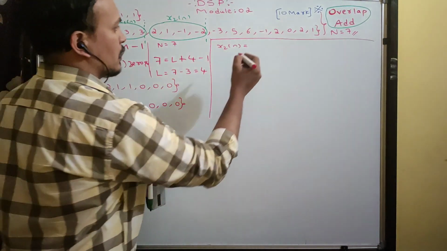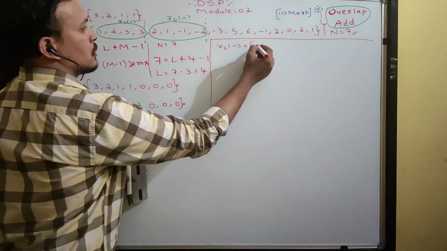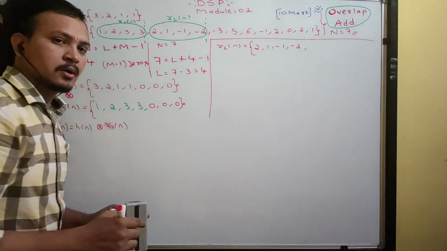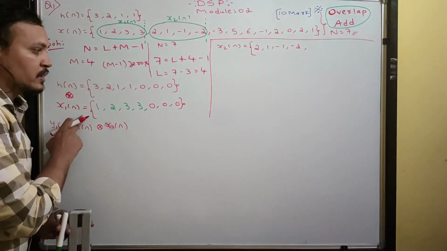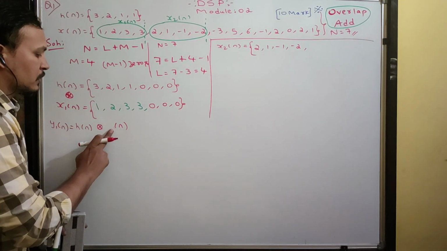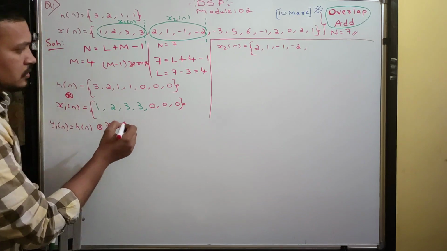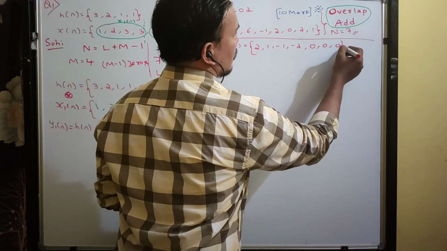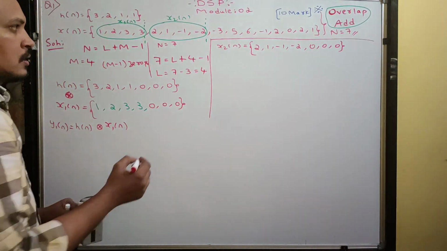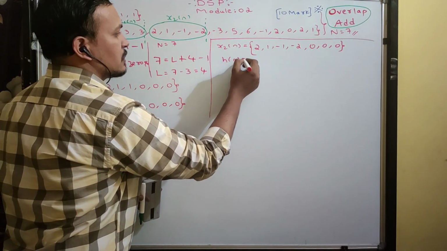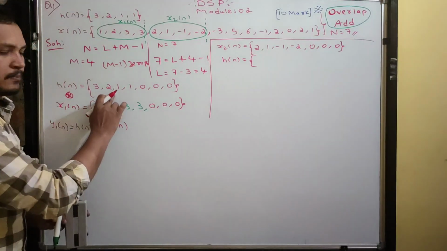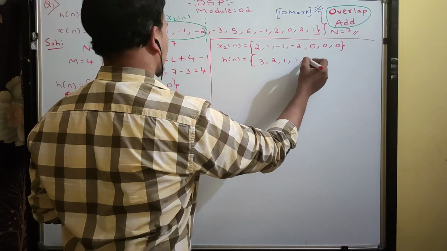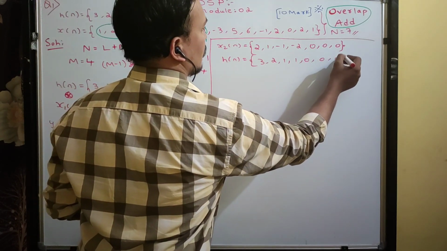Now copy that down here. What is x2 of n? 2, 1, minus 1, minus 2. But to do circular convolution, what is the data block length? 7. Very good. So therefore I should add M minus 1 zeros. This is x2 of n. However, h of n will be the same. h of n is common. So write that: 3, 2, 1, and 3 zeros.